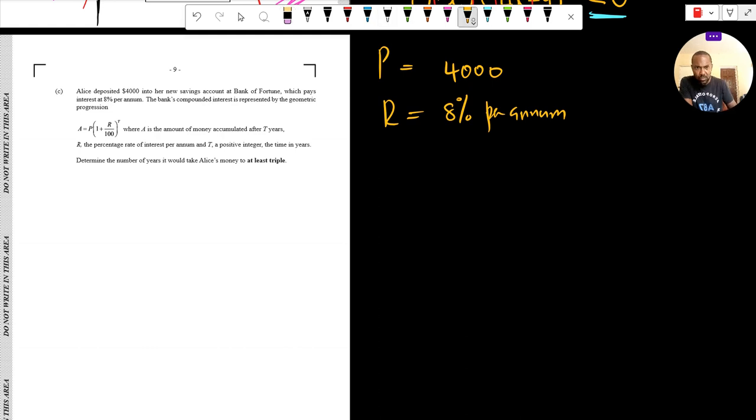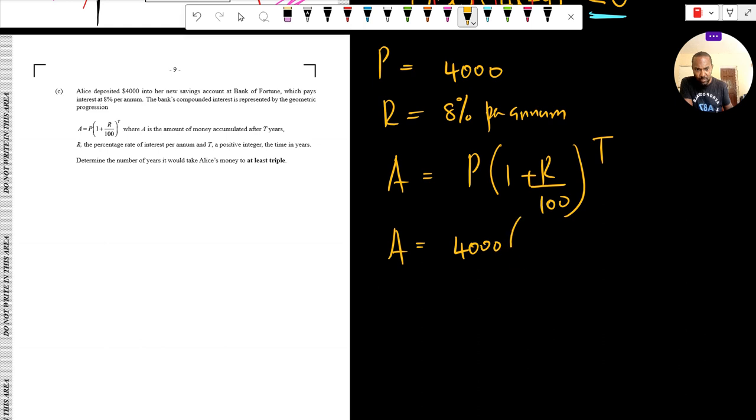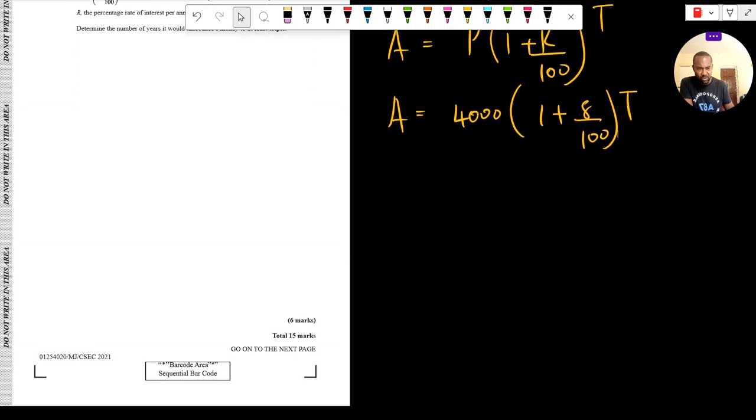So we have the accrued amount, A is equal to P times 1 plus R over 100 to the power of T. So let's put in our values. A is equal to 4,000 times 1 plus 8 over 100 to the power of T. Let's simplify the expression inside the brackets first. 8 divided by 100 is 0.08, so this gives us A is equal to 4,000 times 1.08 to the power of T.